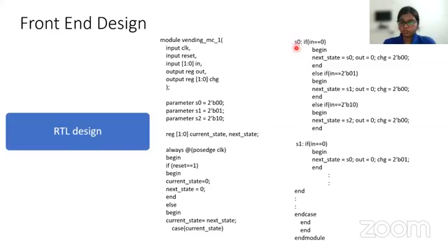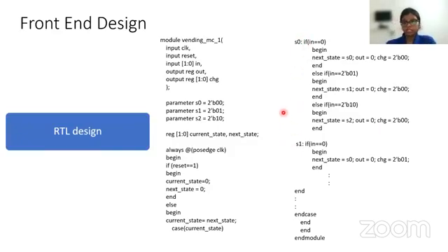At S0, if you are inserting a 5 rupees coin, which is 01, then in that case, my machine will move to S1 state. There would be no output. There would be no change. And at S0, if you're giving a 10 rupees coin, then it will move to S2 state. There would be no output. There would be no change. So like this, from our state assignment table itself, we can write out the complete Verilog code.